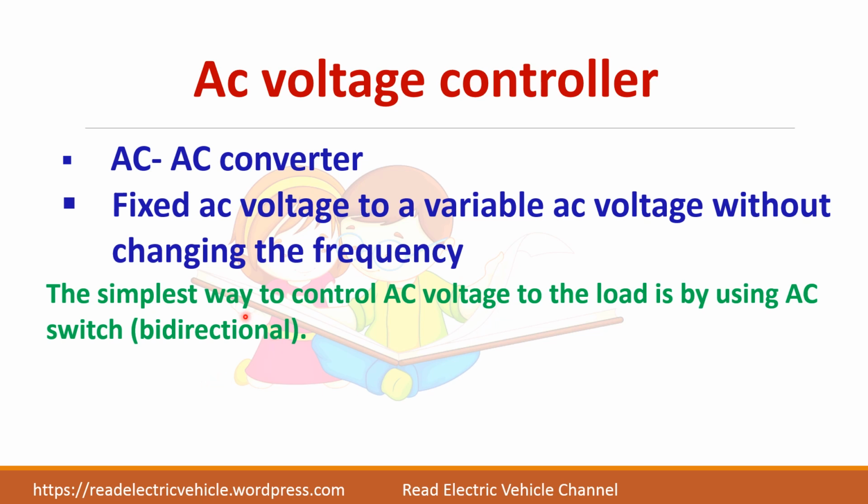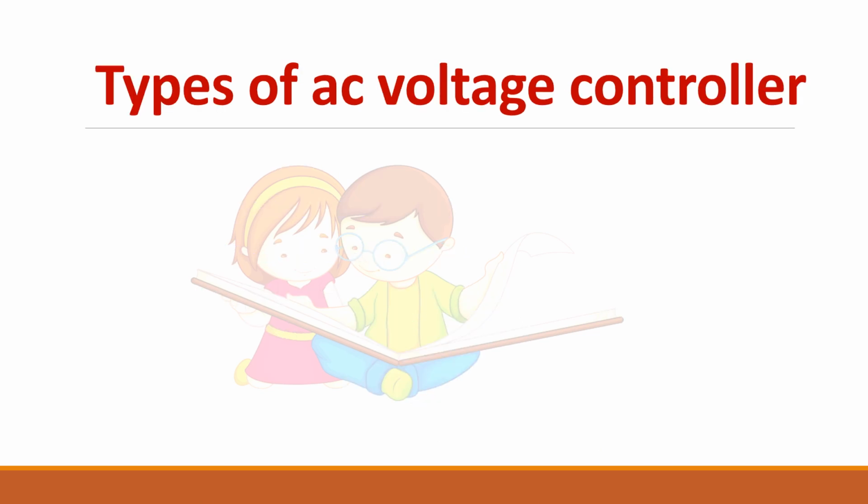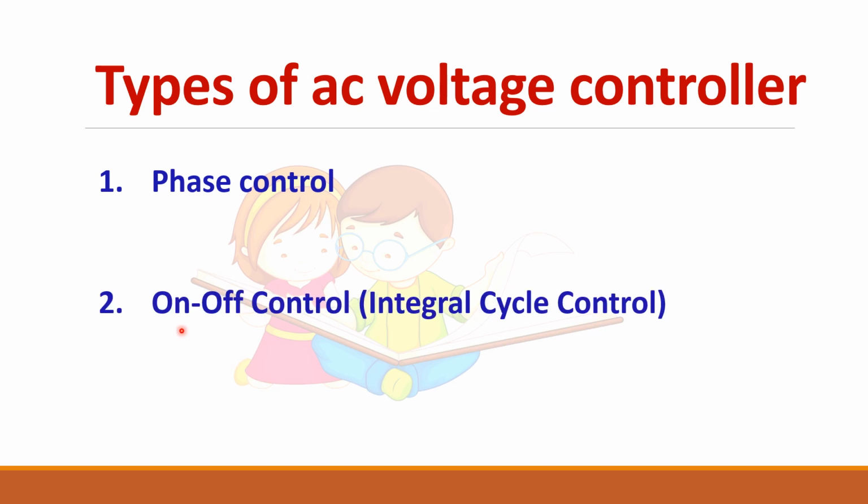How to achieve this AC-AC conversion? You can use bidirectional devices. So you can use two thyristors in anti-parallel, or you can use a Triac, which is a bidirectional switch. There are two types of AC voltage regulator. One is called phase control regulator. Another one is called the on-off control technique.